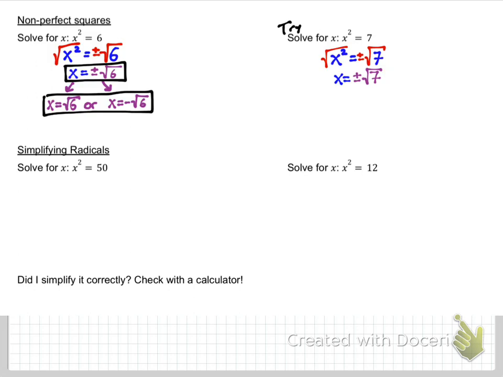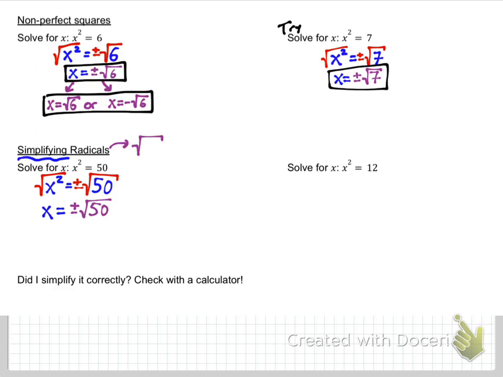Now, sometimes though, that's not all we have to do, unfortunately. Sometimes we have to simplify the radical. Let me show you in this first situation. If I have x squared equals 50, I write plus or minus root 50. I need to simplify this radical. Now the radical is just another fancy word for all the square roots or cube roots or other kind of roots, but we're just working with square roots in this class.